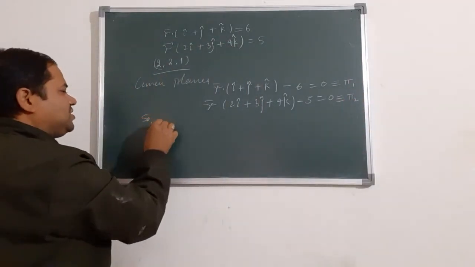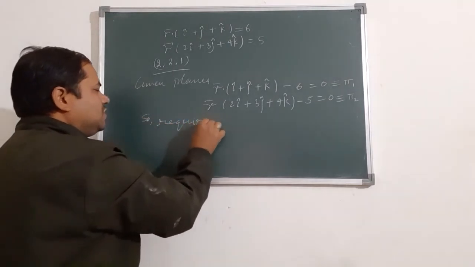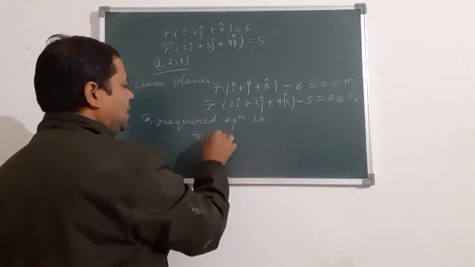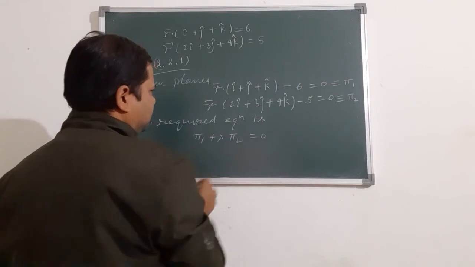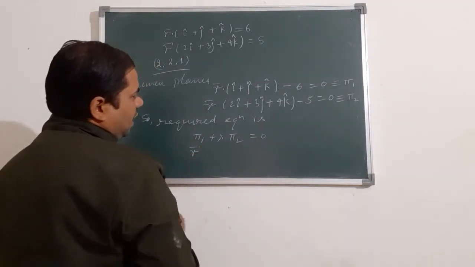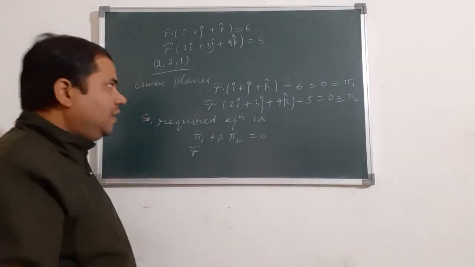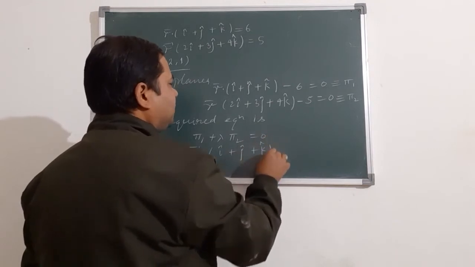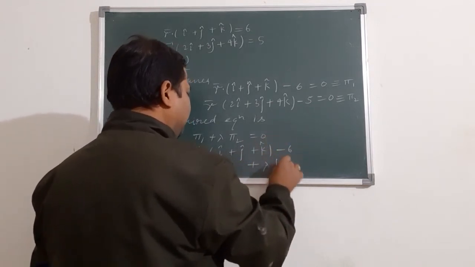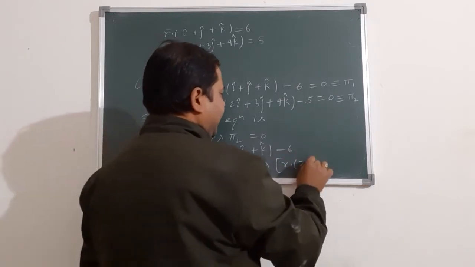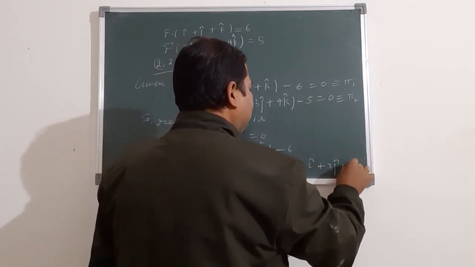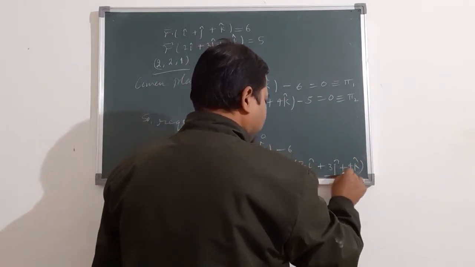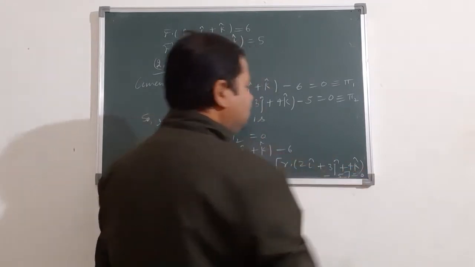So the required equation is phi 1 plus lambda times phi 2 is equal to 0. So phi 1 is nothing but r dot (i cap plus j cap plus k cap) minus 6, plus lambda times (r dot (2i cap plus 3j cap plus 4k cap) minus 5), and the bracket is closed, equal to 0.